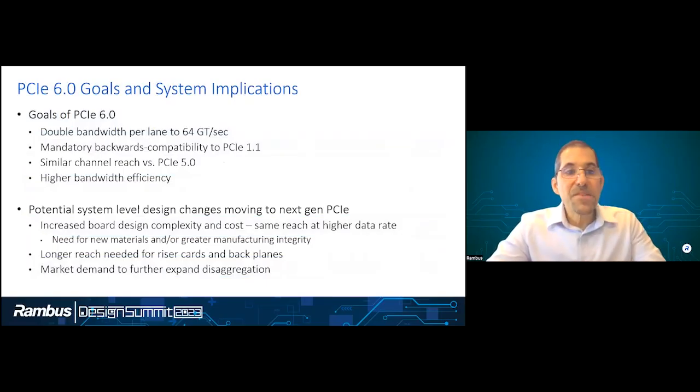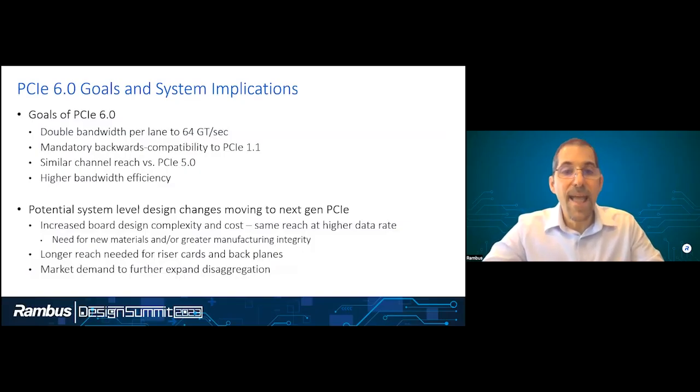Talking briefly about PCIe 6 goals and what implications those goals are having on the system. As we mentioned, doubling the bandwidth between generations, so going from Gen 5 to Gen 6, going from 32 gigatransfers to 64 gigatransfers. And then there's the mandatory backward compatibility to Gen 1 for link up. Similar channel reach versus PCIe 5. I am going to talk quite a bit about this and the implications of it, and higher bandwidth efficiency.